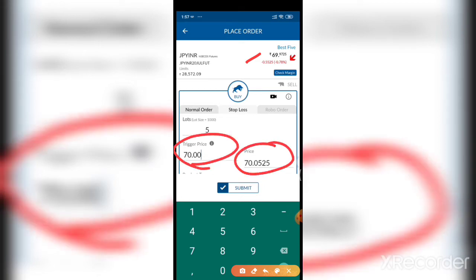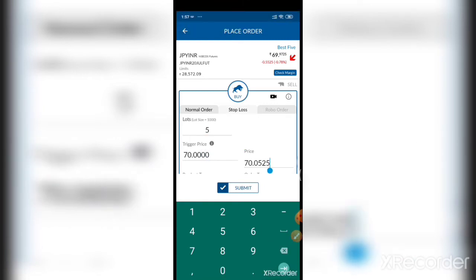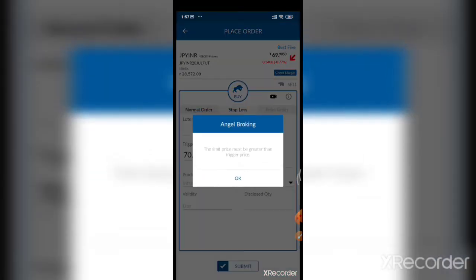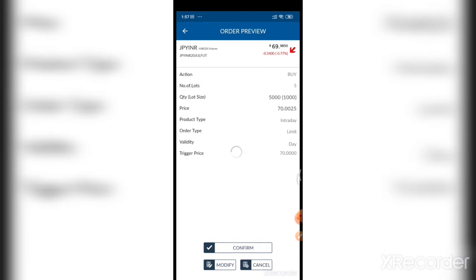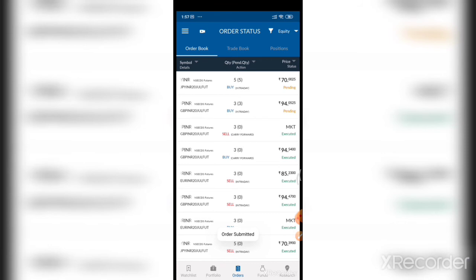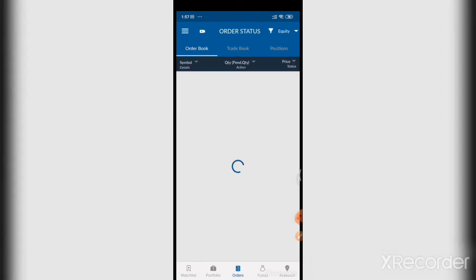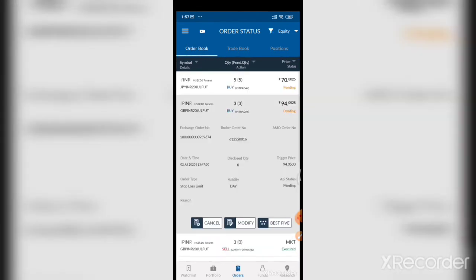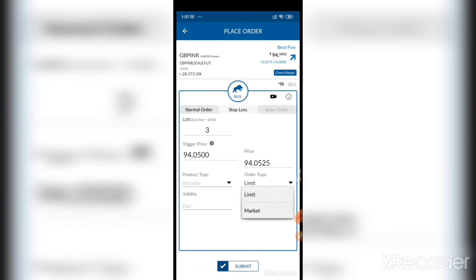Here you can see 70.00, because we don't want to lose our profit. JPY is going downward, still the pending orders are pending. Here you can see the downtrend is still there. Okay, but GBP price is rising, so we have to exit this position at market rate because it is rising again, so we have to execute at the same point.